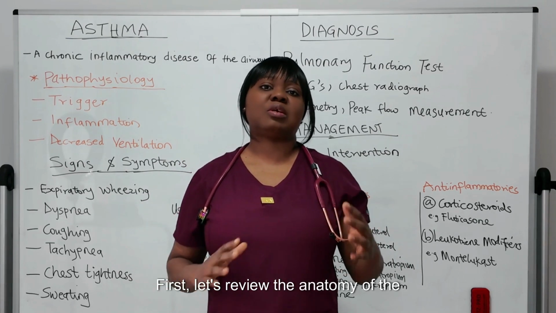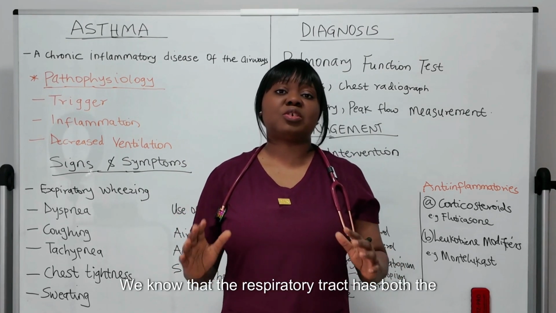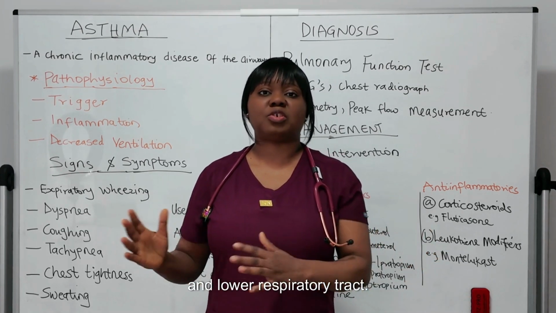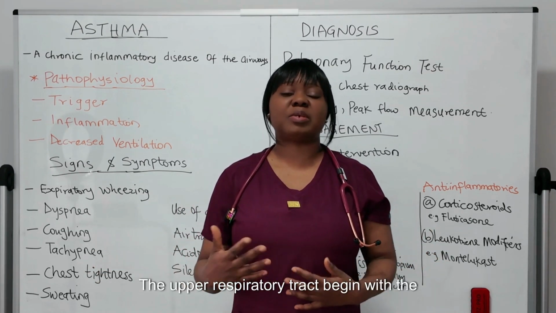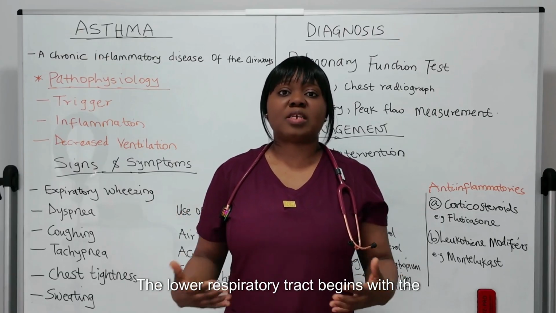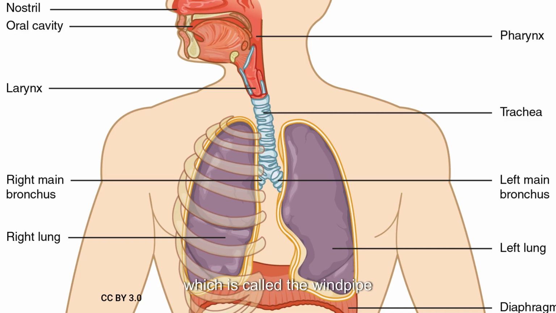First, let's review the anatomy of the respiratory system briefly. We know that the respiratory tract has both the upper respiratory tract and lower respiratory tract. The upper respiratory tract begins with the nose and the nasal cavity to the pharynx, which is what we call the throat, and then to the larynx, the voice box. The lower respiratory tract begins with the trachea, which is called the windpipe, and then as it goes down into the lungs, it bifurcates into two branches, which is the right and left bronchus.